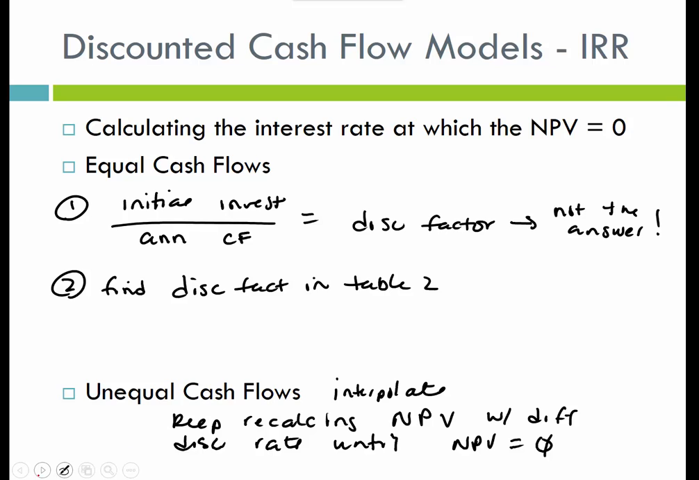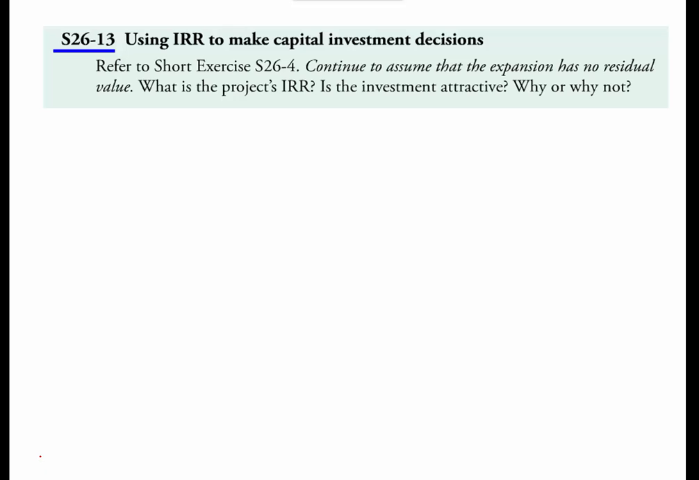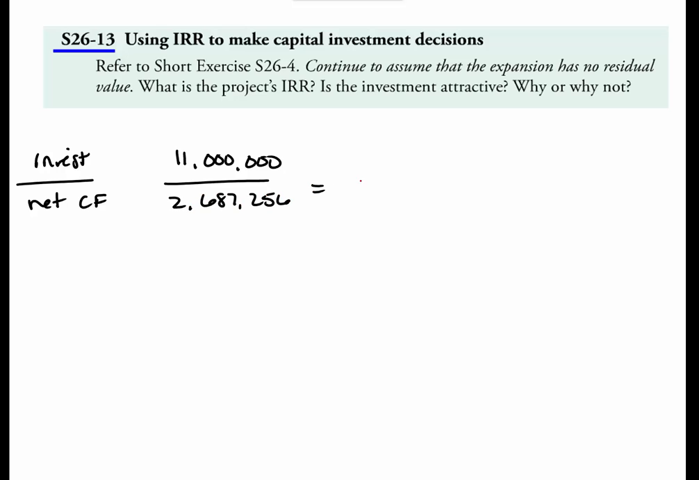So for this one, we're going back to our other one. We're doing no residual value, so we don't have to do that lump sum at the end, which is good for us. What is the IRR? So again, we take that initial investment divided by those net annual cash flows. So I get 11,000,000 divided by 2,687,256. And I get 4.093, which, by the way, was also our payback period, right? 4.1 years. So I take that, and now I need to find this one.